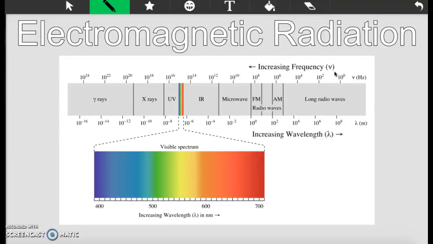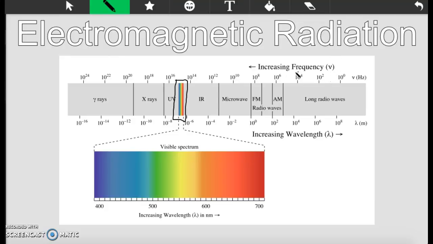Okay, quick video on electromagnetic radiation. It should be a review, but just in case you weren't paying attention or were absent those days. So this is the spectrum of electromagnetic radiation. You go from very, very high frequency, short wavelength gamma rays to low frequency, very long wavelength radio waves. The part that we can see, visible light, is right here in the middle, and if you look at the entire spectrum, you see that what we see is actually a very, very small portion of that.